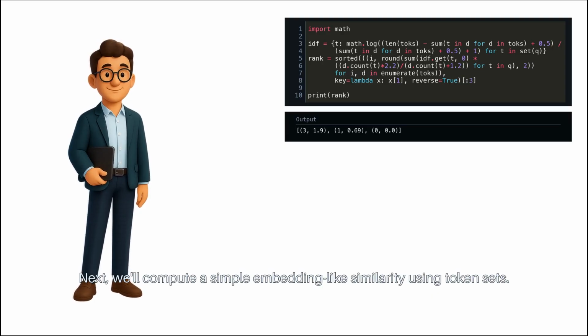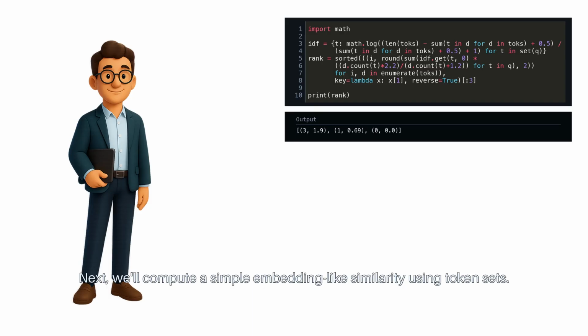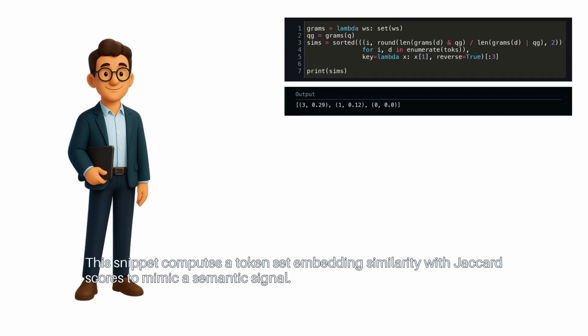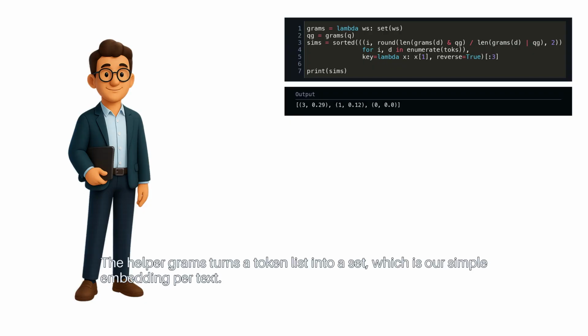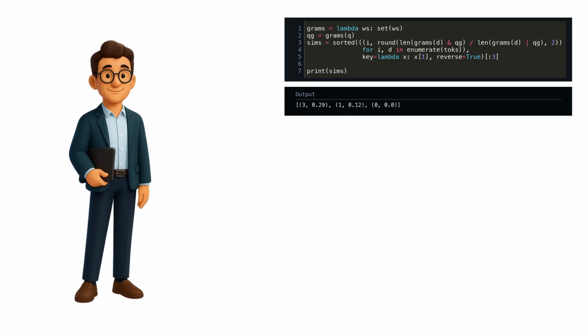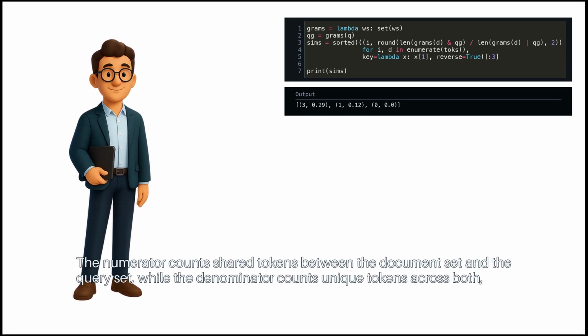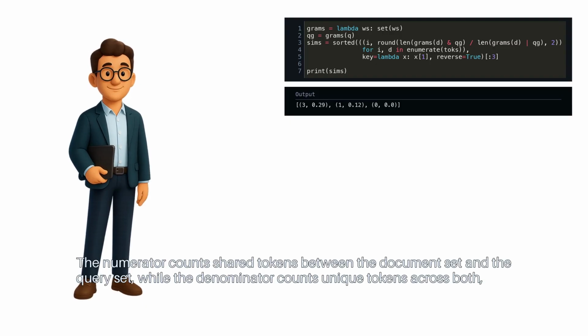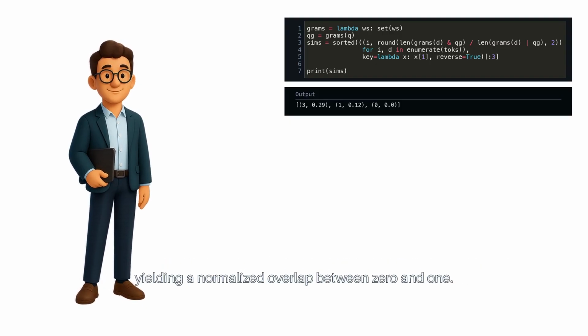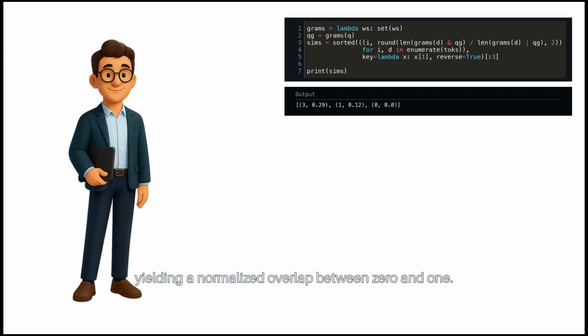Next, we'll compute a simple embedding-like similarity using token sets. This snippet computes a token set embedding similarity with Jaccard scores to mimic a semantic signal. The helper grams turns a token list into a set, which is our simple embedding per text. The numerator counts shared tokens between the document set and the query set, while the denominator counts unique tokens across both, yielding a normalized overlap between 0 and 1.